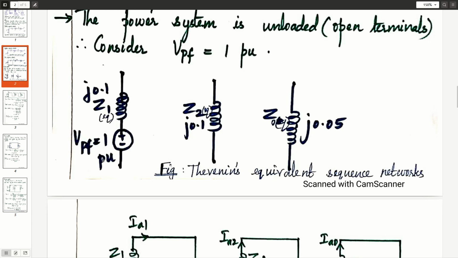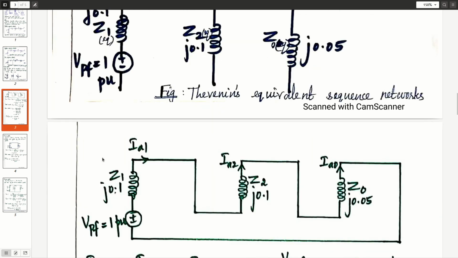Now come to the first type of fault, which is the LG fault. For an LG fault, we know the three sequence networks will be connected in series. All three sequence networks are connected in series. This is the Thevenin equivalent positive sequence network, this is the Thevenin equivalent negative sequence network, and this is the Thevenin equivalent zero sequence network. So I have connected all three in series.